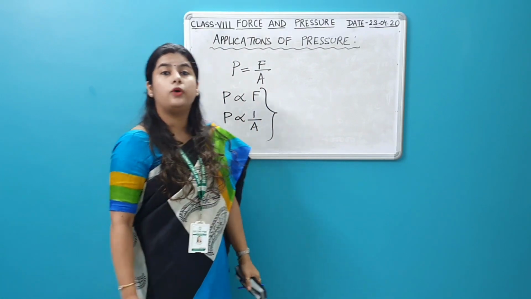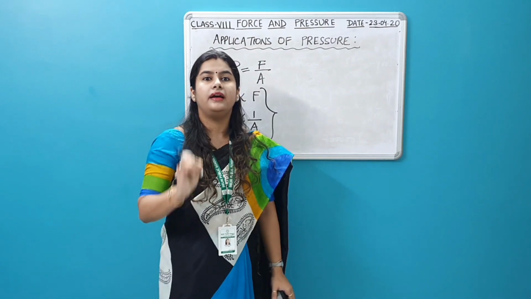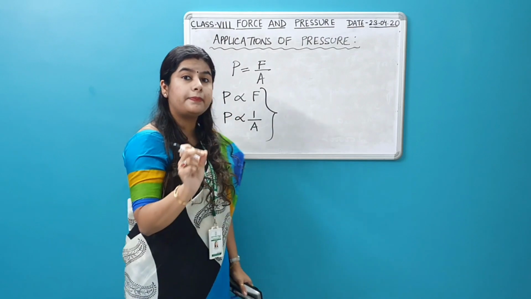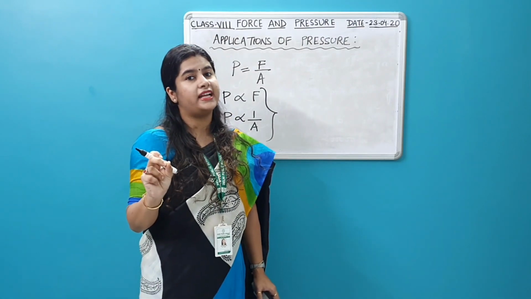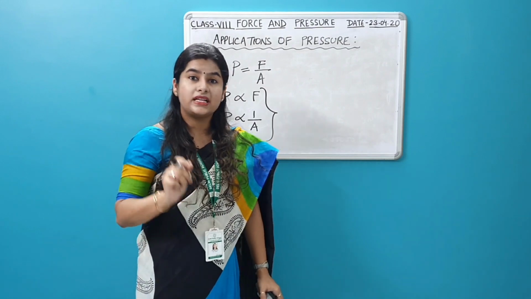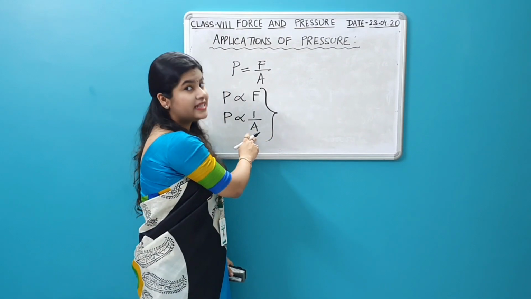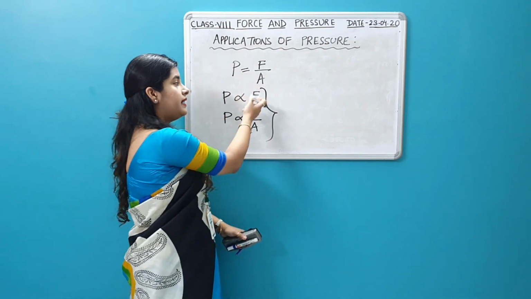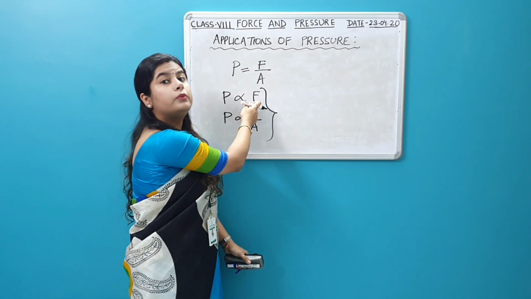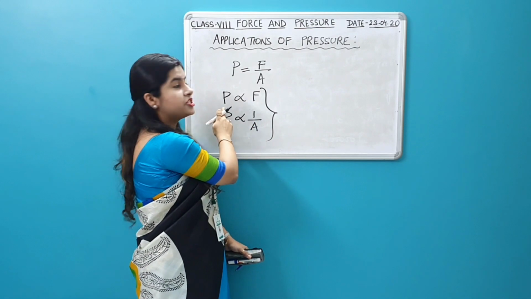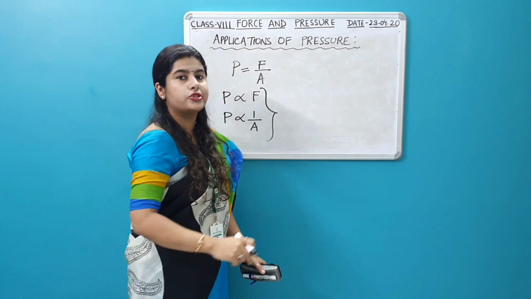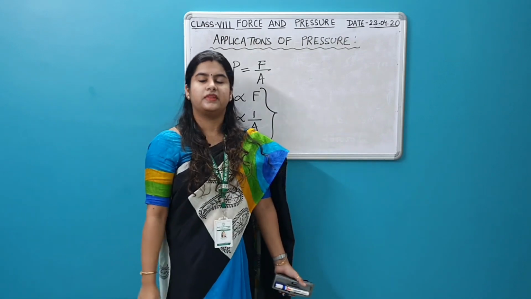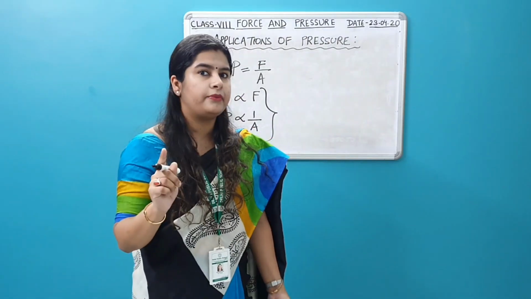When I am talking about the sharp knife, the area of contact is very what? Less. A sharp knife has a lesser area of contact with the vegetable or the fruit. As a result, if the area of contact is less, pressure will be more. And if pressure is more, the effect of force will also be more, since pressure is directly related to force. Is that clear?